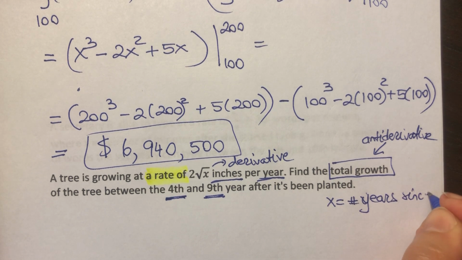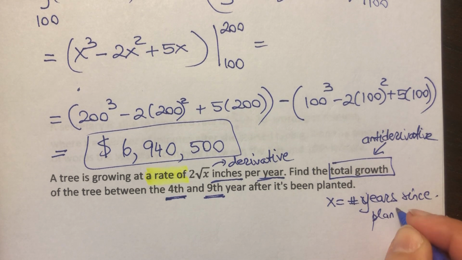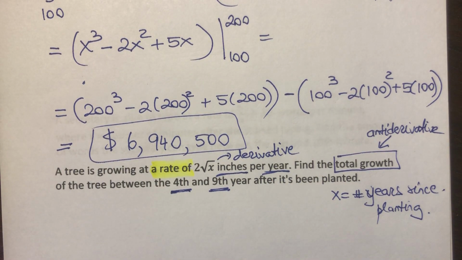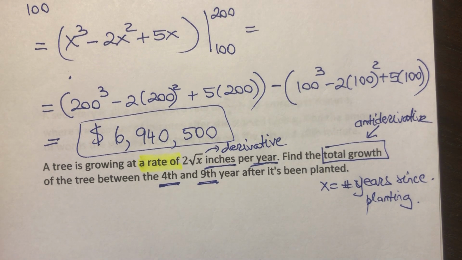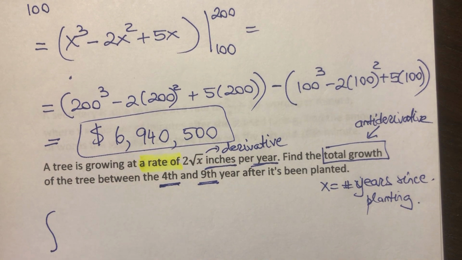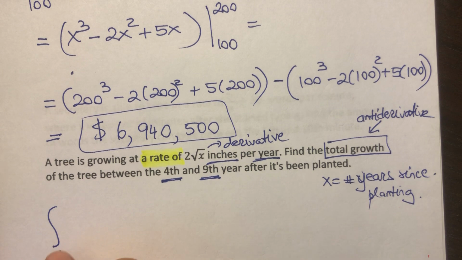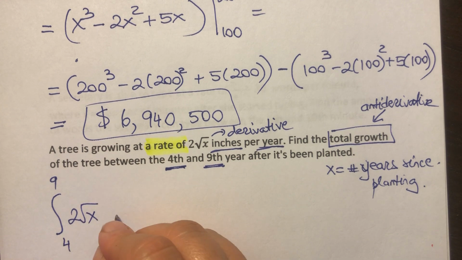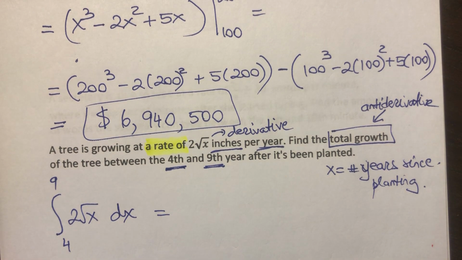Since planting. And again, I know that because it's per year, so it's number of years. All right, so all I have to do is simply find the what? Total growth means to find the antiderivative, and I'm giving you the limits of integration from 4 to 9. 2 squared of x dx.